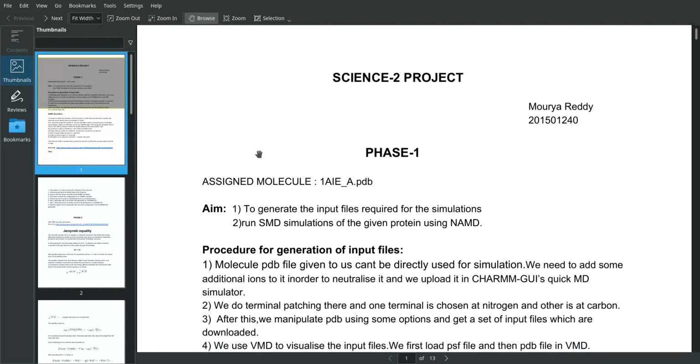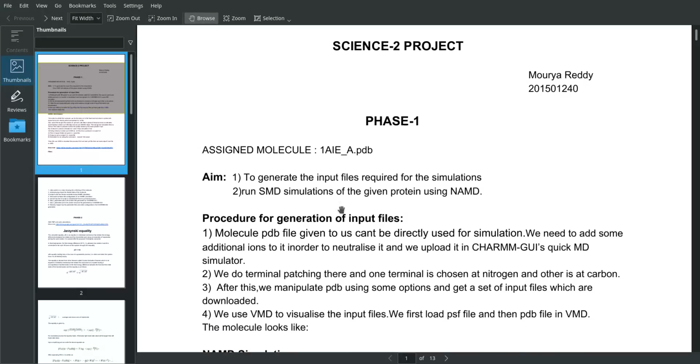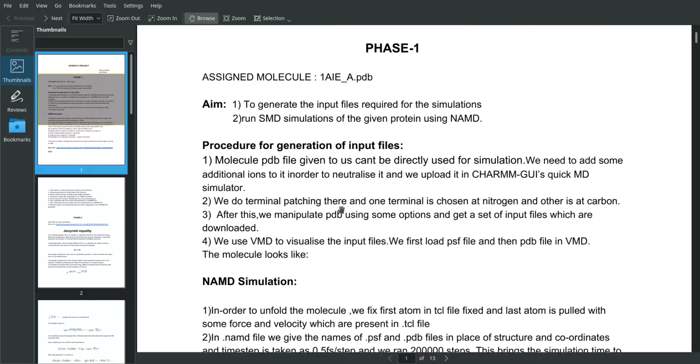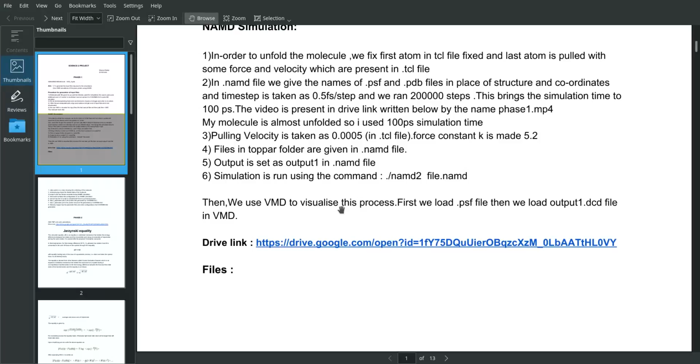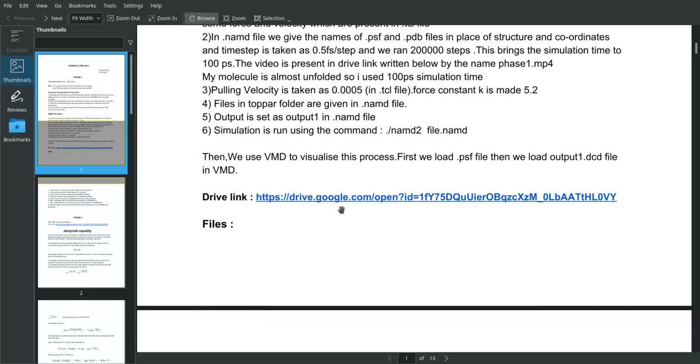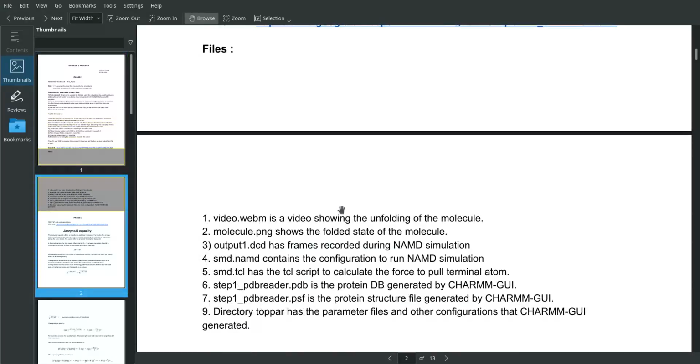Here, my assigned molecule is 1AIE_A.pdb. In phase one, our aim was to generate the input files required for the simulations and run the assembly simulations of that given protein using NEMD. I have attached the procedure for generation of input files and the NEMD simulation, and I have attached the drive link for all my files and the videos regarding phase one of the project.